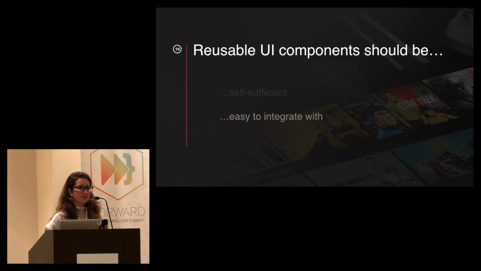Okay, that's the first point. Now we're going to talk about the second point, which is that reusable UI components should be easy to integrate with.